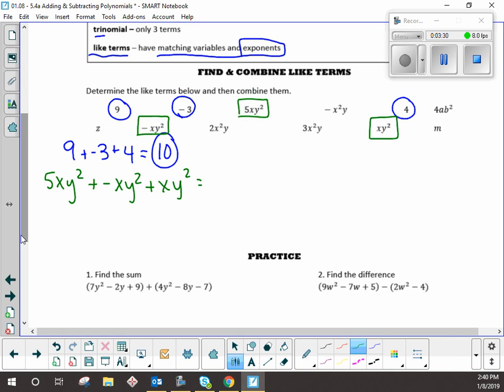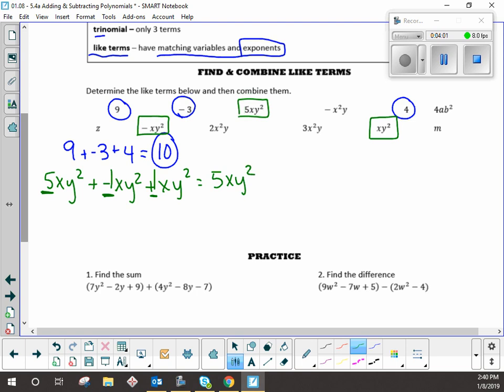You are doing the math only on the coefficients. Okay? So it's this 5. What's the coefficient here with that negative? What does that really mean? It's a negative 1. And what's the coefficient on that third term? 1. So you're just doing the math on those because you're saying, how many xy squareds do I have? I have 5, and then when I take a negative 1 away, that gives me 4, and I add 1 back in, it gives me 5.